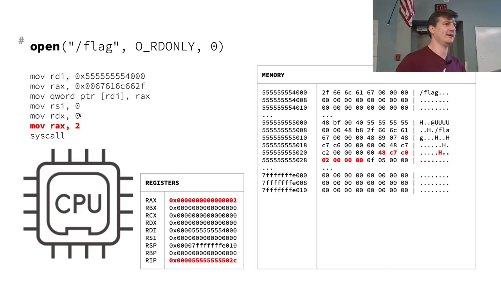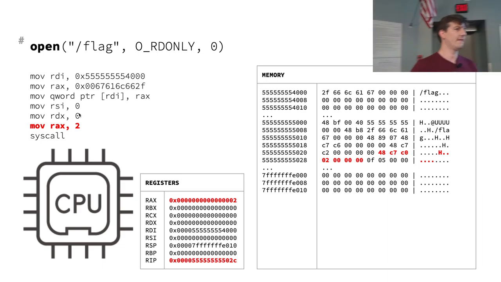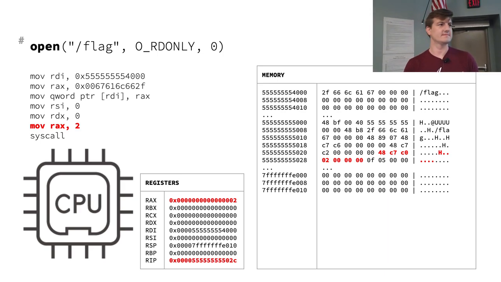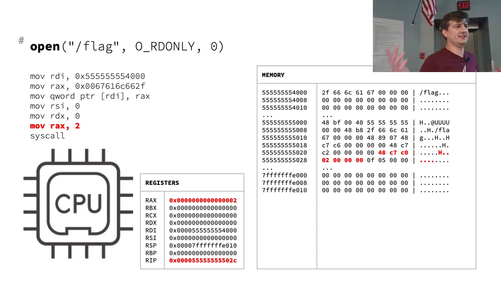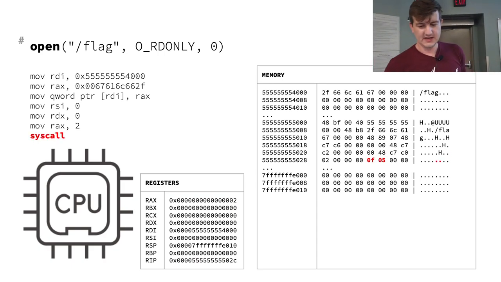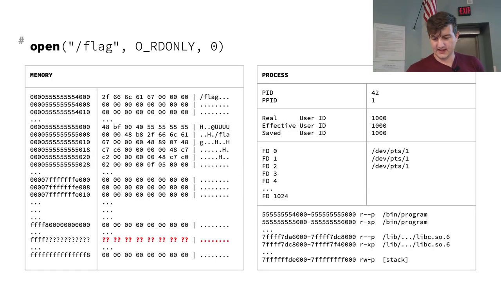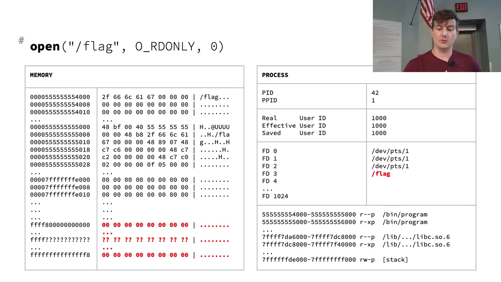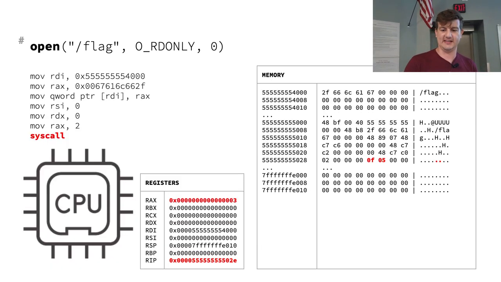Why are we moving 2 into RAX? Because that's what the syscall table told us. So open corresponds to 2. We will call syscall, and that goes into the operating system. The operating system will then, with our process, read the bytes that we pass in for the first argument, the memory address here. It will read it actually from our process, which is kind of cool. And it will say, oh, /FLAG is what they're trying to open. And it will return 3 as the file descriptor in this example.